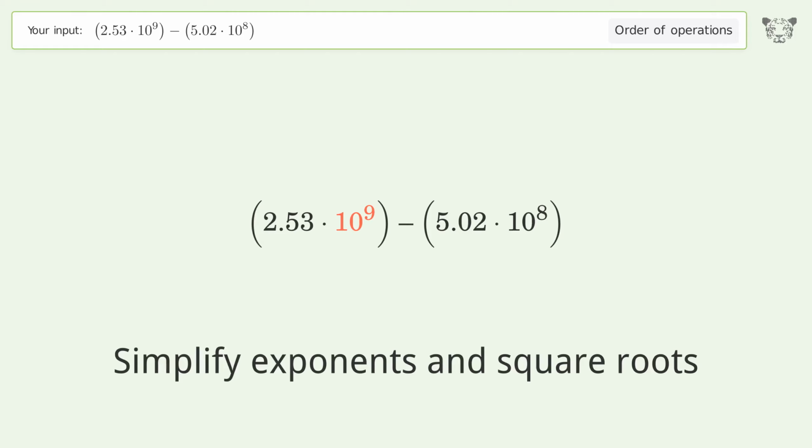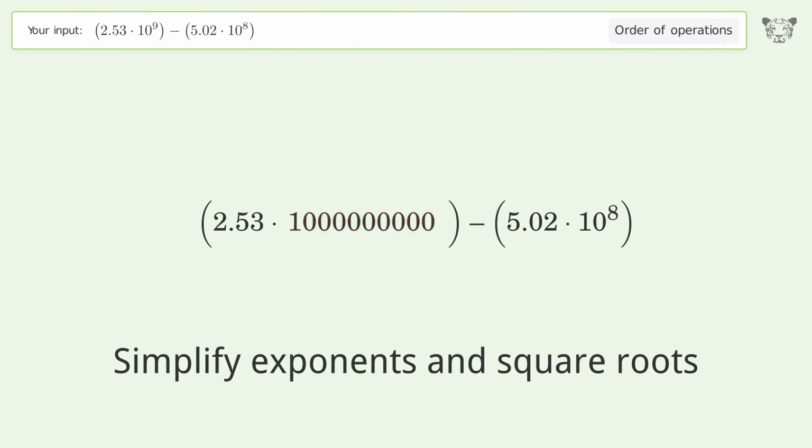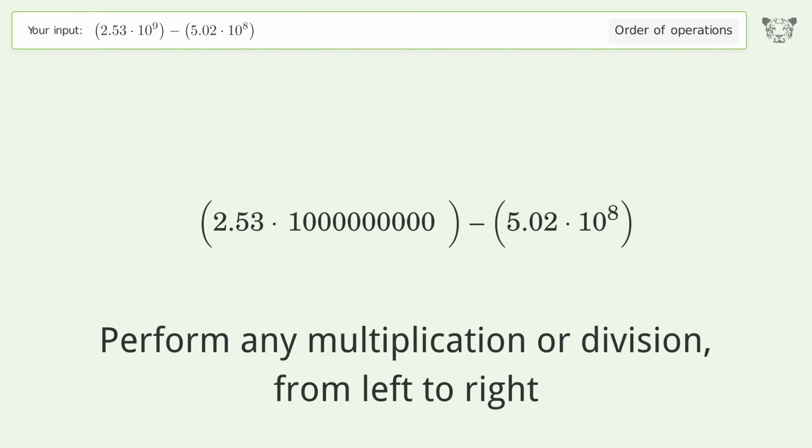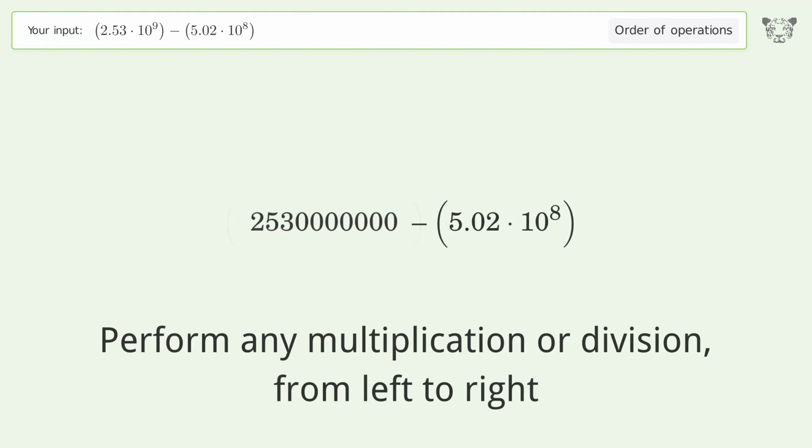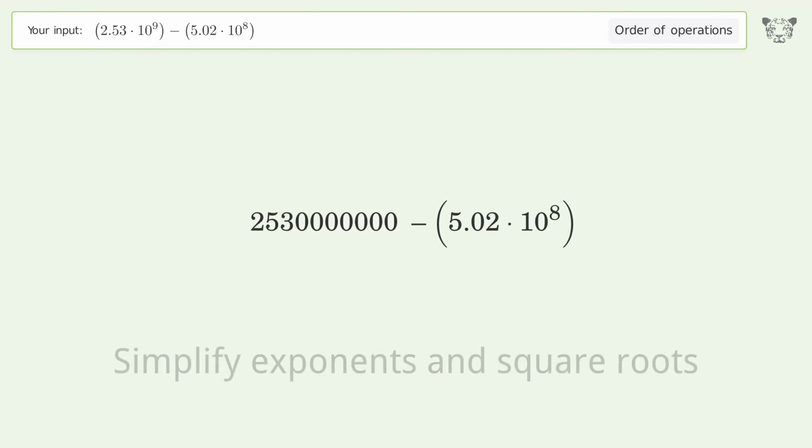10 to the power of 9 equals 1,000,000,000. Perform any multiplication or division, from left to right. 2.53 times 1,000,000,000 equals 253.